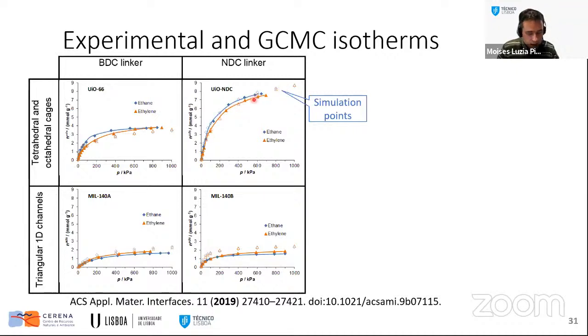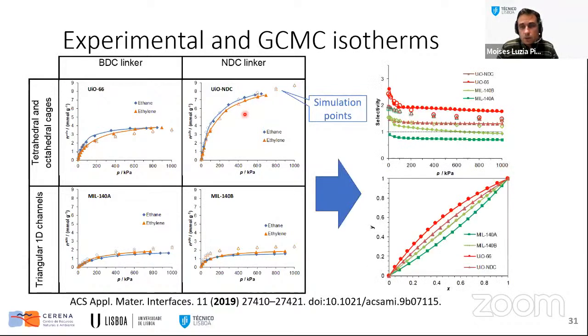So going to the results, you see in here also the simulation points and also the points and the lines that are the experimental ones. We afterwards can from here calculate the selectivity, and in fact we see that in this case the structures with three-dimensional pores are more interesting to this separation, giving the ethane selectivity. So this we can see in here. So we have also here UiO-66, the typical MOF.